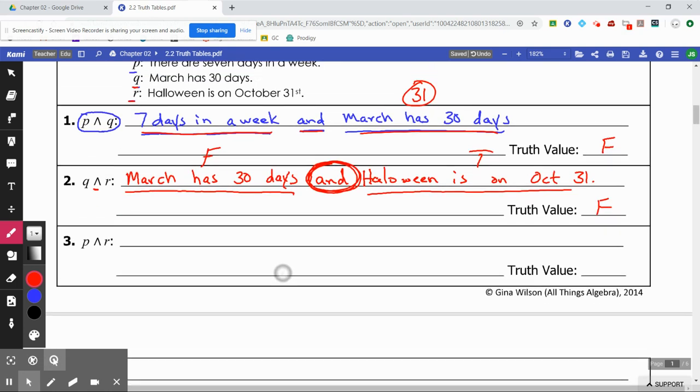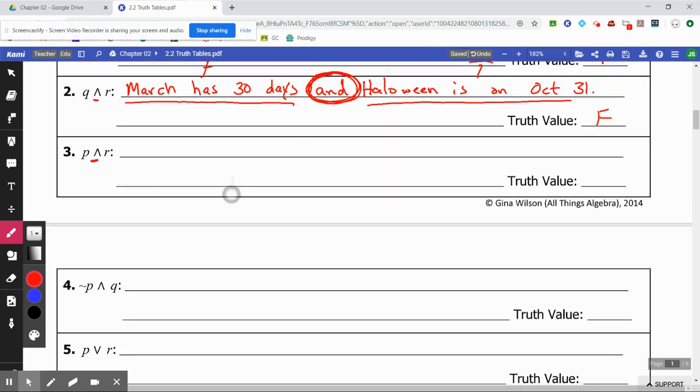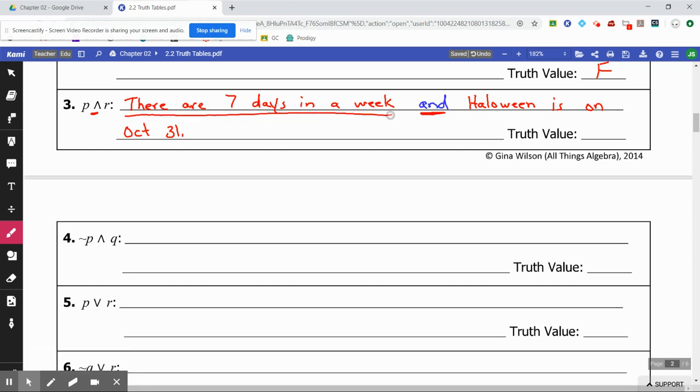Number 3, P and R. Again, P would be there are 7 days in a week, and R would be Halloween is on October 31st. Let me scroll up. So now let's talk about the truth value of this. And again, it's an and statement. There are 7 days in a week. Oh, that's true. Halloween is on October 31st. That's true. Since they are both true, the truth value here would be true. The whole statement is true since they're both true.